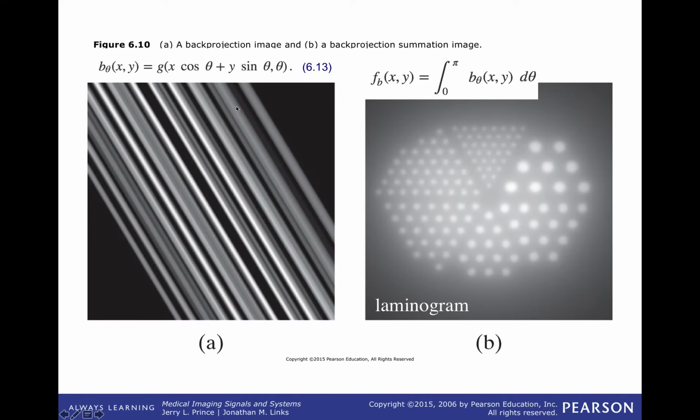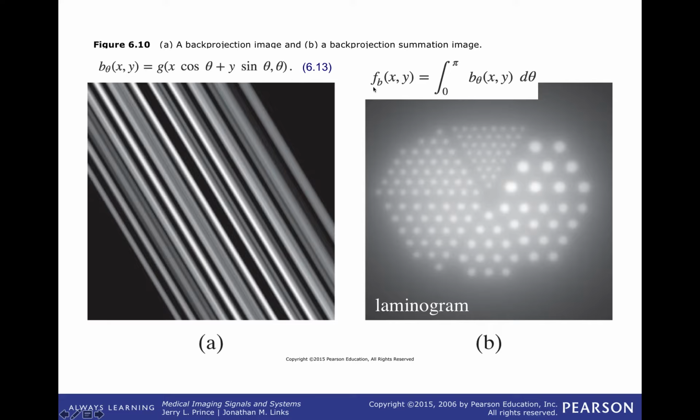So back projection, let's look at it mathematically. This is one back projection image for a single angle theta, and it equals g along the line, at that angle. So it's a two-dimensional function in the plane, but it's basically a set of parallel lines, where the g value is projected to every single pixel along that line. So that's a single back projection.